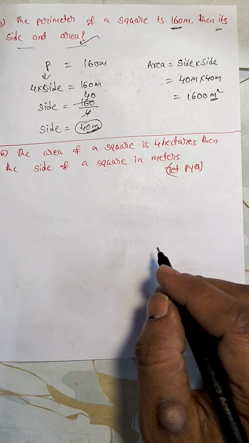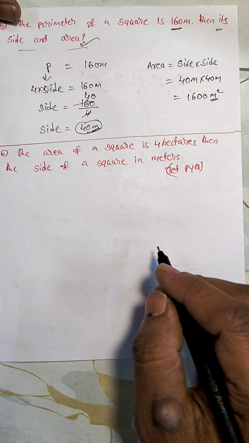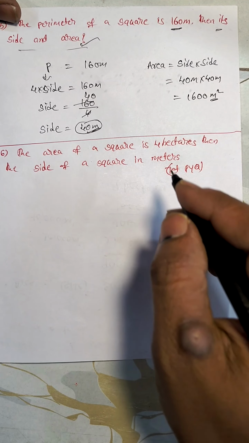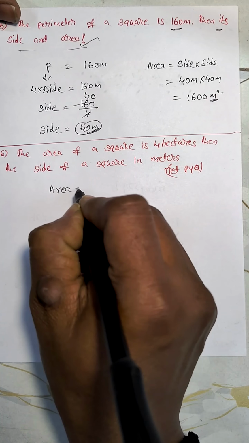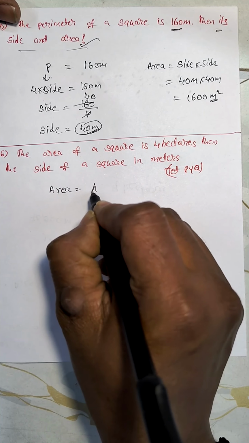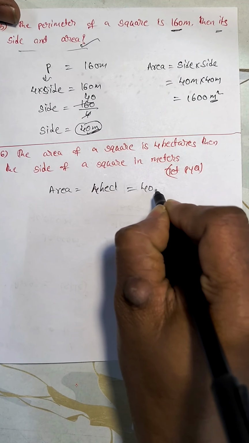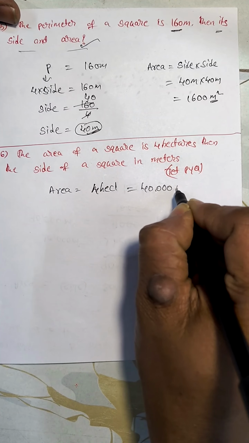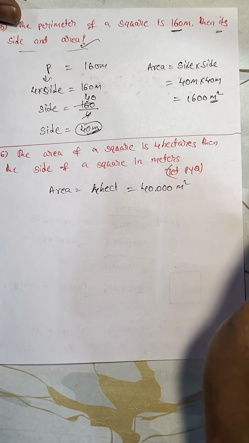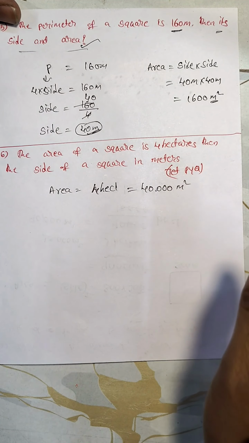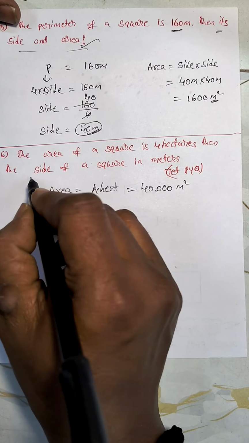Now let us say the sixth question. The area of a square is 4 hectares. Then the side of the square in meters is what we are asked to find out. Okay, we have been given the area as 4 hectares. 4 hectares means what? That is 40,000 meters square. 1 hectare is equal to 10,000 meters square. So 4 hectares is equal to 40,000 meters square.